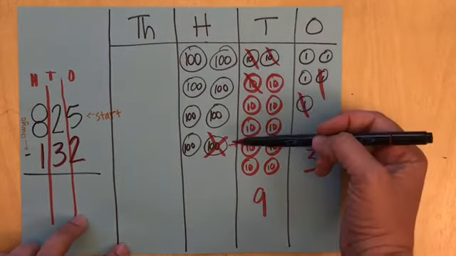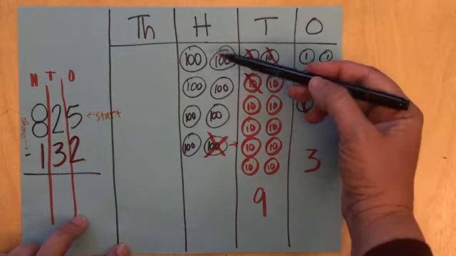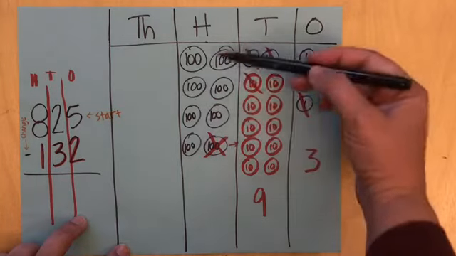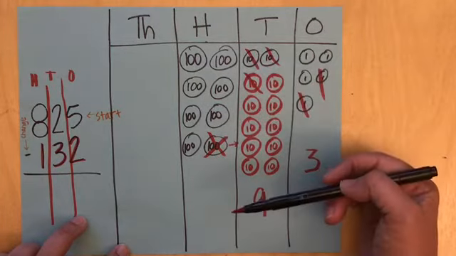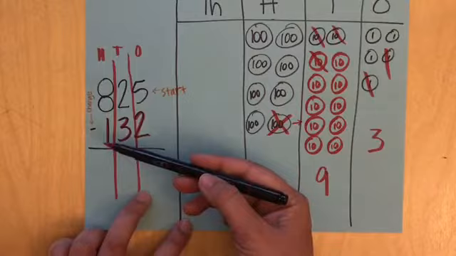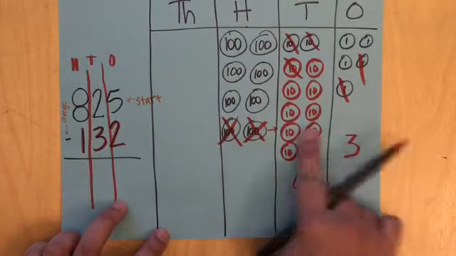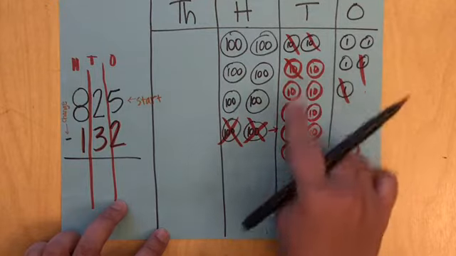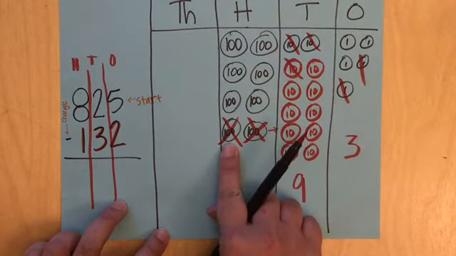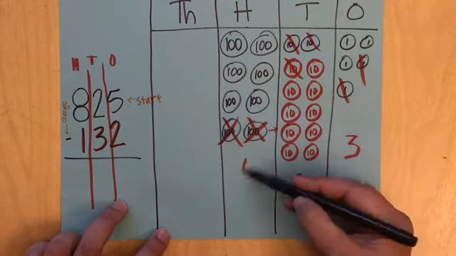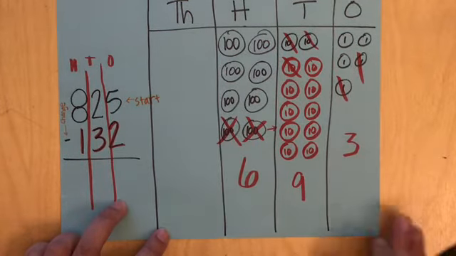Now when we look at our hundreds, we have 7 hundreds left. So 4, 5, 6, 7. And then we're going to destroy 1 more. We unbundled that one and then destroyed part of it with the tens. And then we're going to destroy a whole 100 there. So now we're left with 6. So our answer is 693.